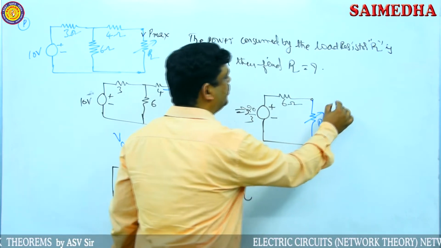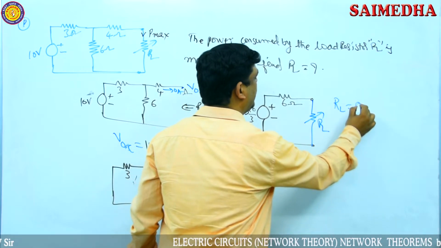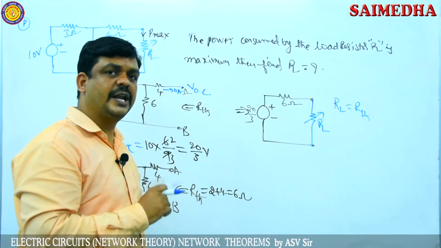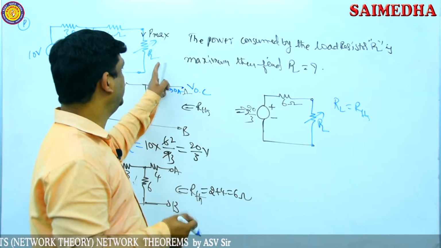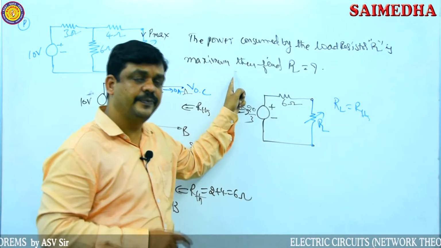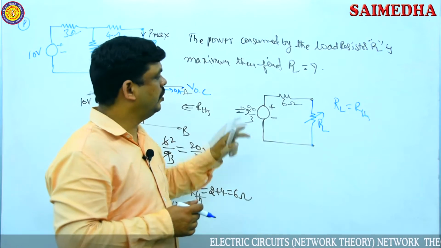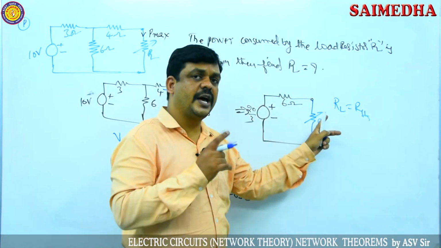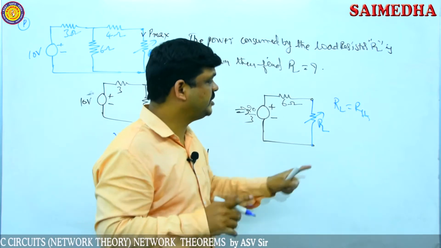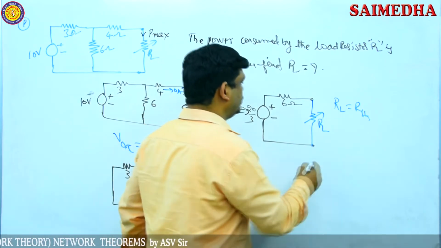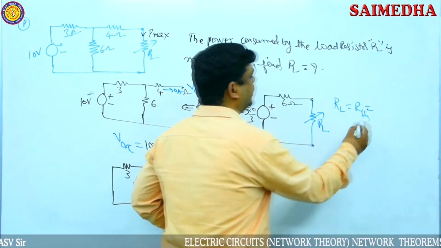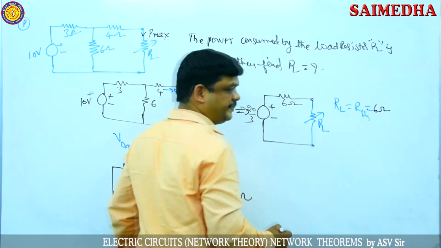According to the maximum power transfer theorem condition, RL is equal to R Thevenin. Then the power consumed by RL is maximum. So already the given condition is there: power consumed by the load resistor RL is maximum. Then find the RL value. From the maximum power theorem, the condition explains RL is equal to R Thevenin. R Thevenin's value is 6 ohms, so RL becomes 6 ohms.